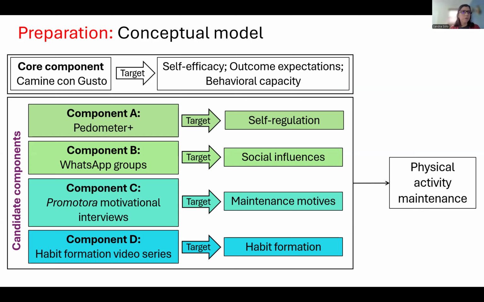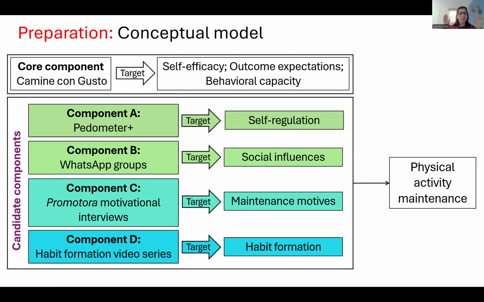So the pedometer, we're calling it pedometer plus because it's not just a pedometer, it's also ways to track and log steps. So that's targeting self-regulation. The WhatsApp components, as I mentioned, are targeting social influences. The promotora will be using motivational interviews to target maintenance motives. So I didn't quite touch on maintenance motives. Because we're thinking about maintaining physical activity, the literature is showing that it's important to switch from external motivation.